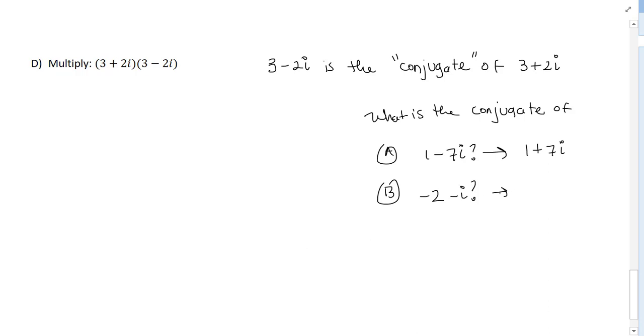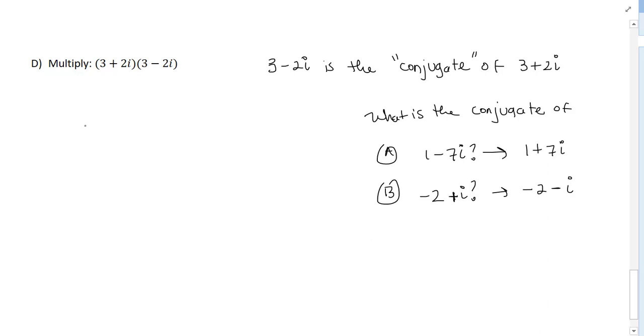The conjugate of this, let me say negative 2 plus i, will be negative 2 minus i. You only change the sign of the imaginary part, not of the real part, so that will stay minus 2. Okay, so how do we multiply these guys?